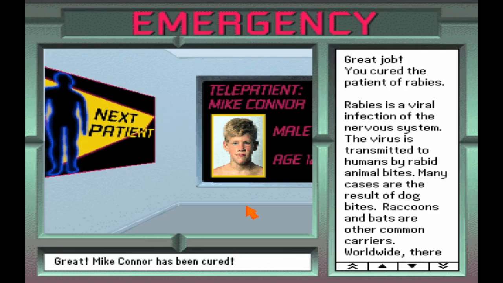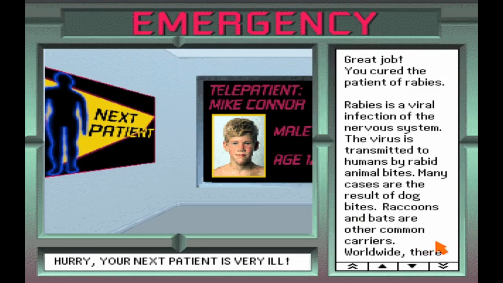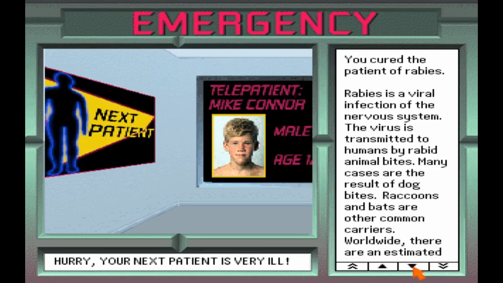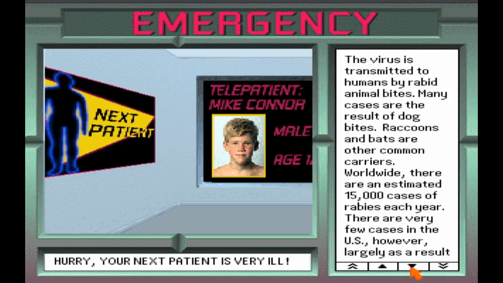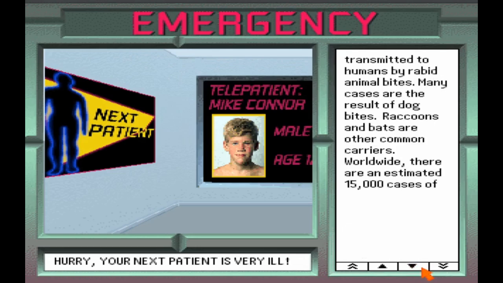Worldwide, there are an estimated 15,000 cases of rabies each year. There are very few cases in the U.S., however, largely as a result of intensive efforts to vaccinate dogs. Untreated cases are usually fatal. Treatment is given to patients when there is reasonable suspicion of rabies exposure following an animal bite. The primary treatment involves a several-week course of anti-rabies antibody shots. The treatment works by enabling the body to eliminate all the rabies viruses before the disease develops. Fortunately, the medicine has changed and it is no longer administered through the stomach.